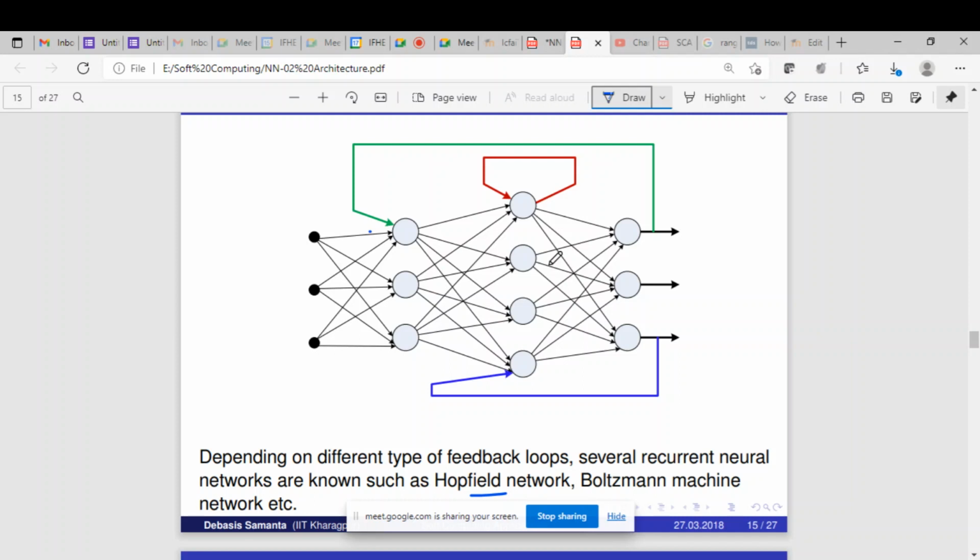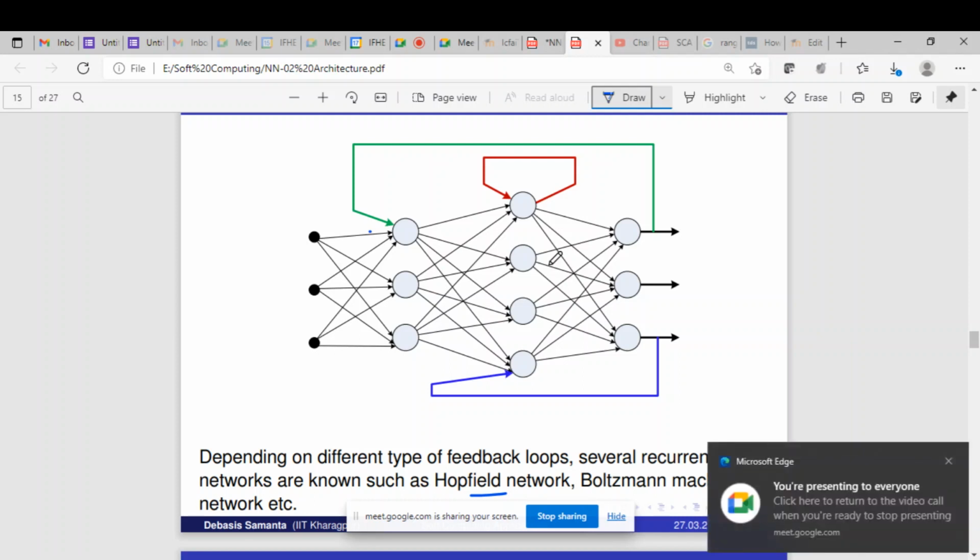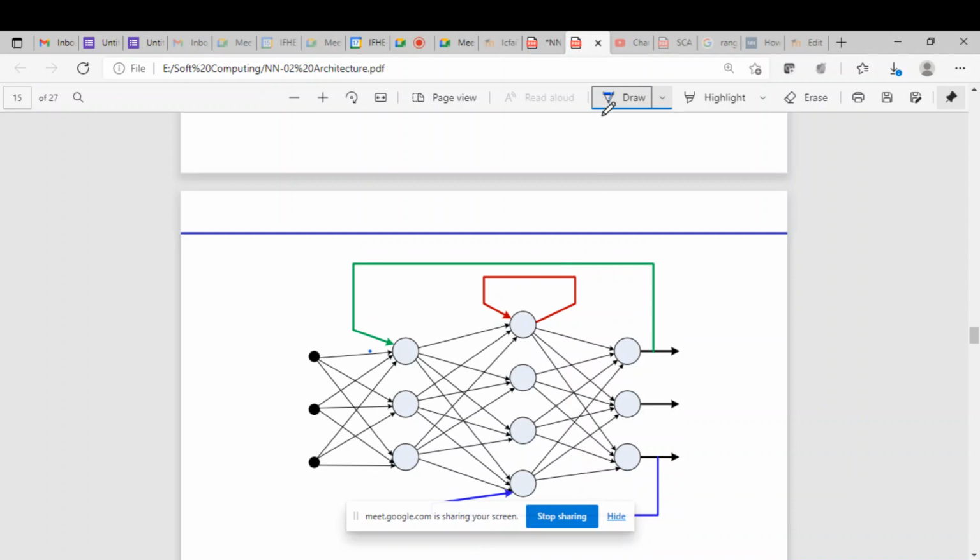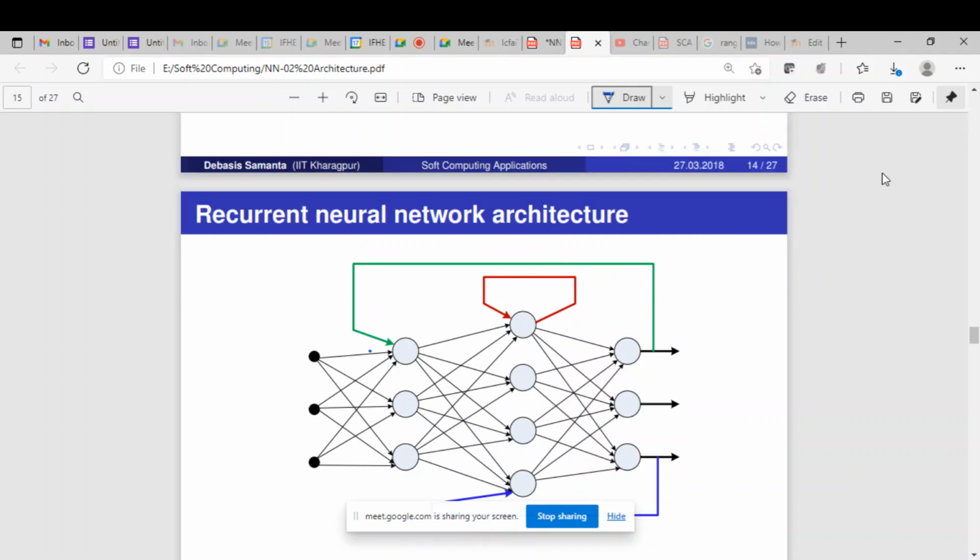Okay, so last class we were discussing types of neural networks, that is, the neural network architectures. So basically, we have three types of neural network architectures. These are single layer feed forward architecture, multi-layer feed forward neural network architecture, and recurrent neural network architecture.